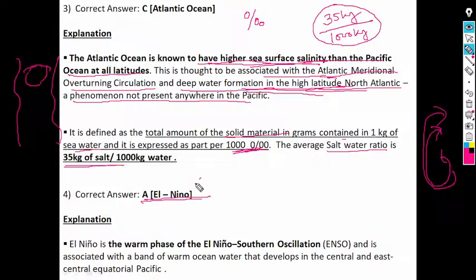El Nino current. El Nino is the warm phase of the El Nino Southern Oscillation, and is associated with a band of warm ocean water that develops in the central and east-central equatorial Pacific.